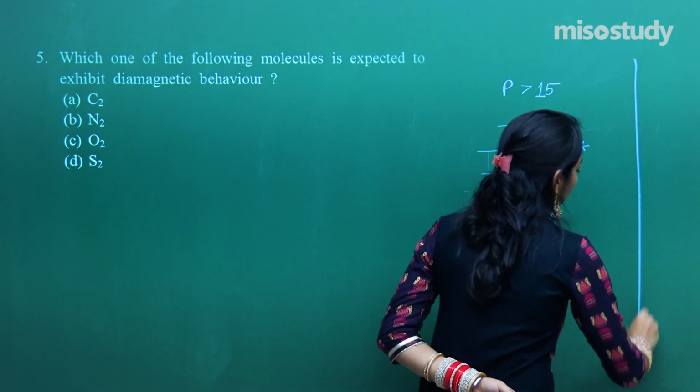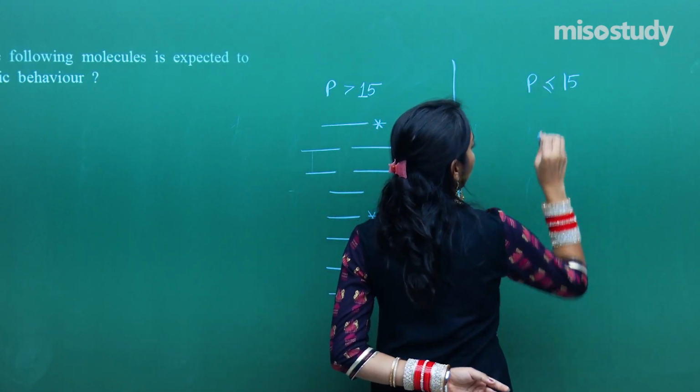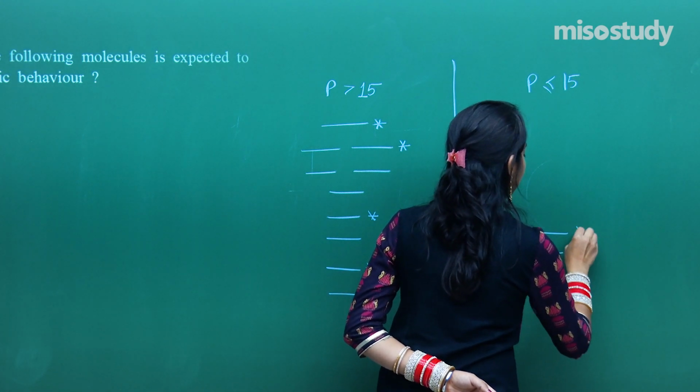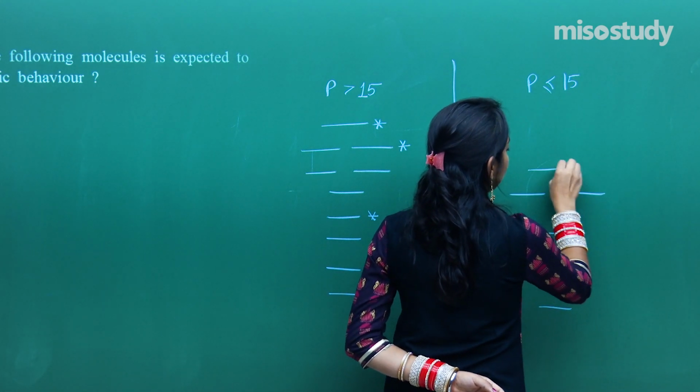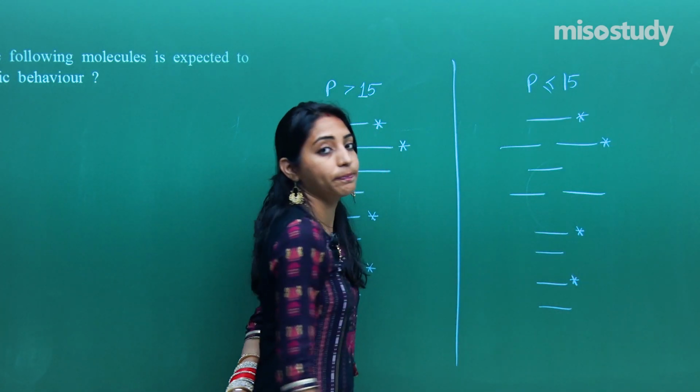Whereas if the number of protons is less than or equal to 15, then we have sigma 1s, sigma star 1s, sigma 2s, sigma star, pi 2px, pi 2py, sigma 2pz, pi star 2px, pi star 2py, and sigma star 2pz.